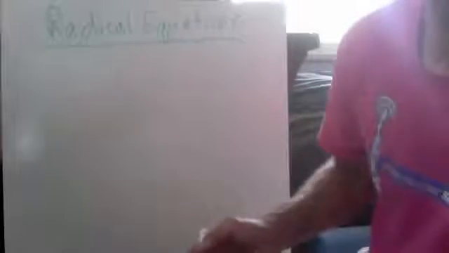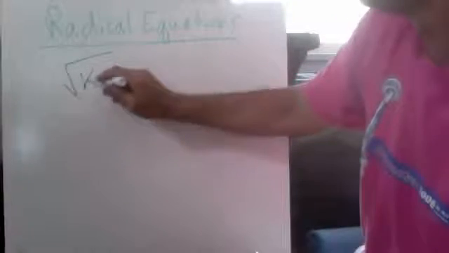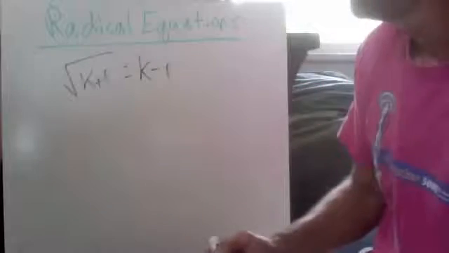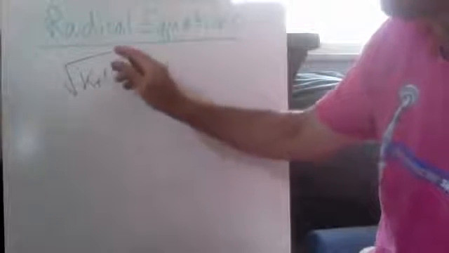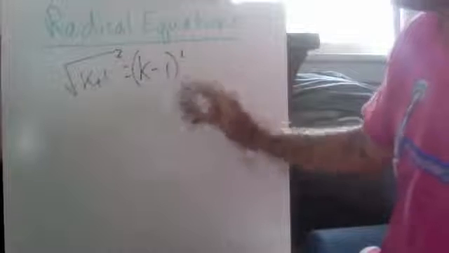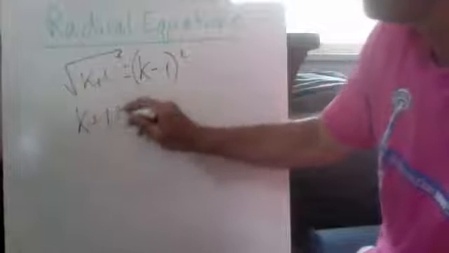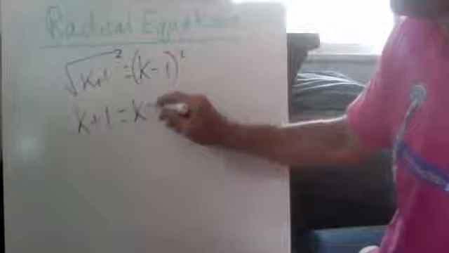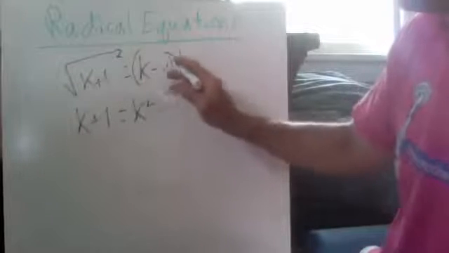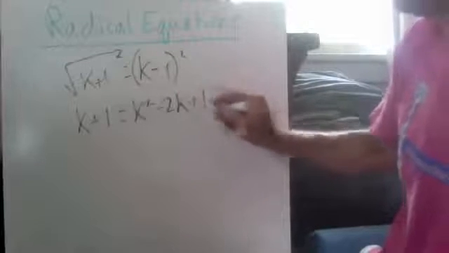This is going to be example 3 from your book. It says the square root of k plus 1 equals k minus 1. So we've already got the radical isolated, so we're going to square this side and we're going to square this side. That takes that away, so we end up with k plus 1. And remember, this is a binomial squared, so we square the first one. We multiply the two together and then double it for the second term. And then we square the last one.